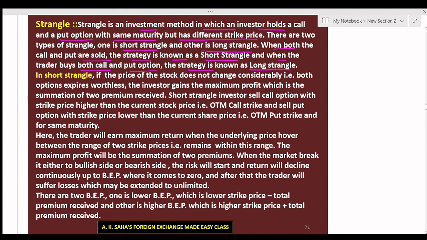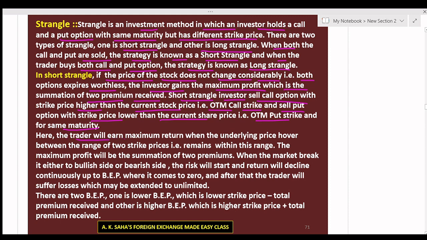In short Strangle, if the price of the stock does not change considerably, both options expire worthless. This arises when the buyer of the call option and put option will not exercise his right, then both options expire worthless. Then the investor gains the maximum profit, which is the summation of the two premiums received. In short Strangle, investors sell a call option with strike price higher than the stock price, that is OTM, out of the money, OTM call strike, and sell a put option with strike price lower than the current share price, that is OTM put strike, for the same maturity.